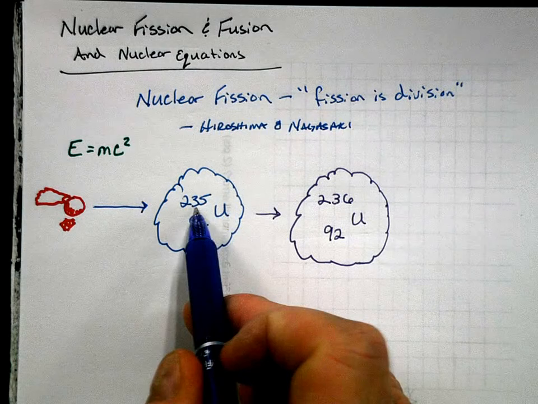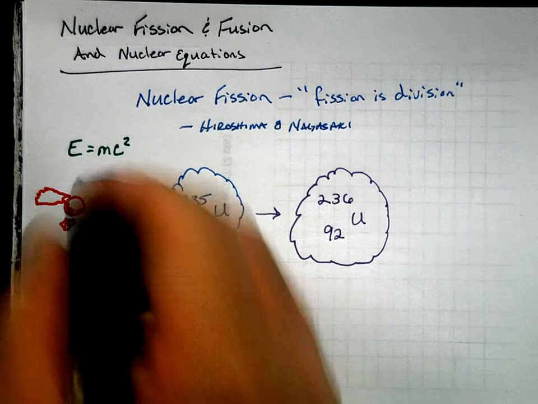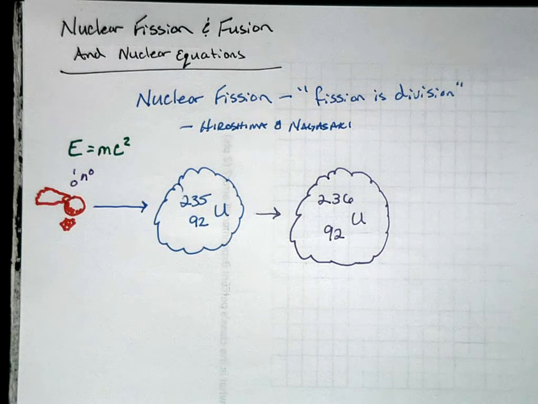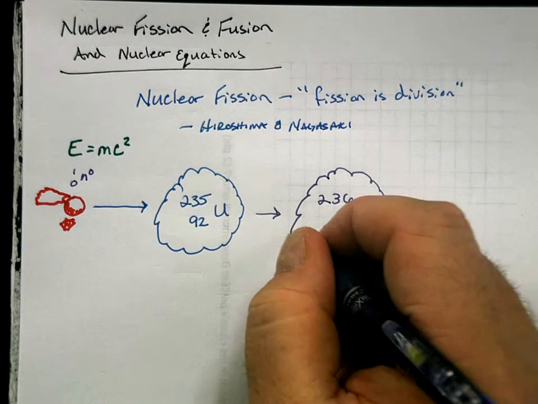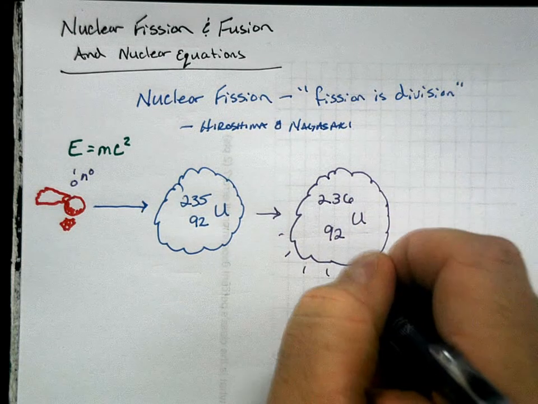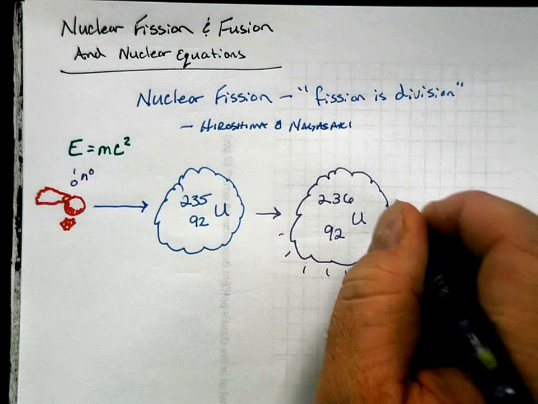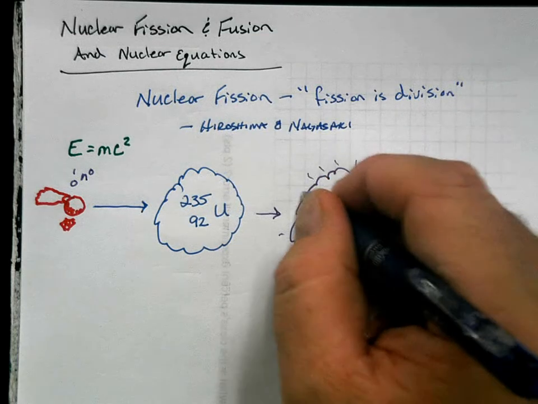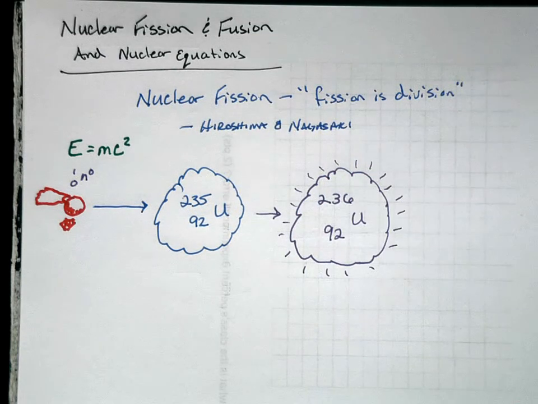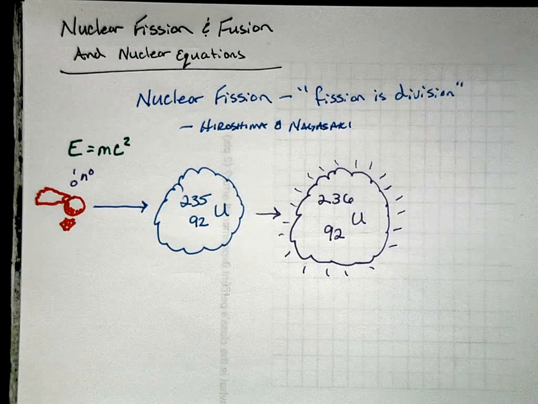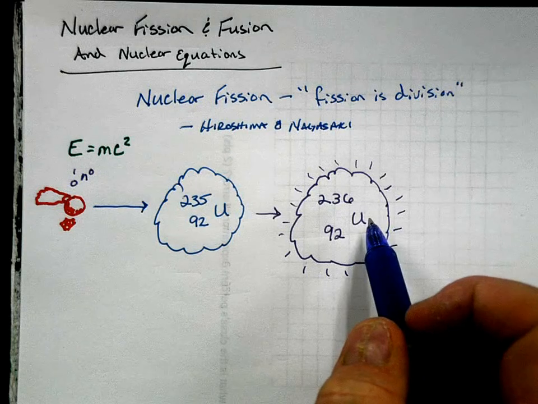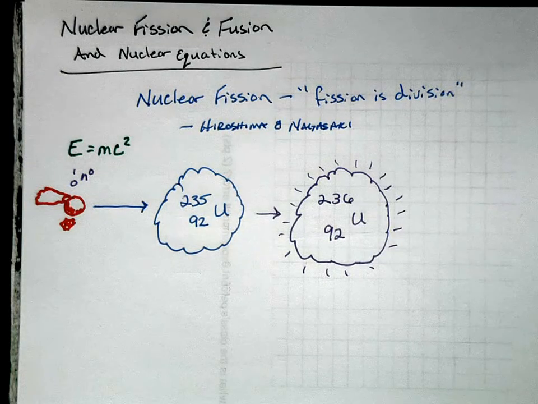Notice that we go from 235 to 236 because we've added a 1, 0 neutron, right? However, this nucleus right here is very unstable. Okay, for a number of reasons. One, the shape just isn't right. The uranium nucleus doesn't like 236. I can't really explain why beyond that. But also, this neutron brought a whole lot of energy to get in there. So this is an excited state of uranium.